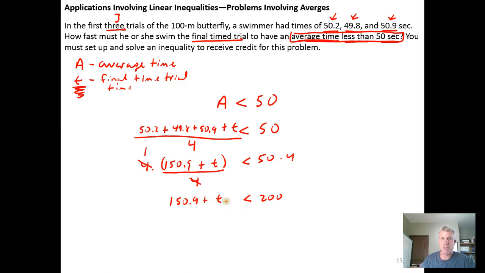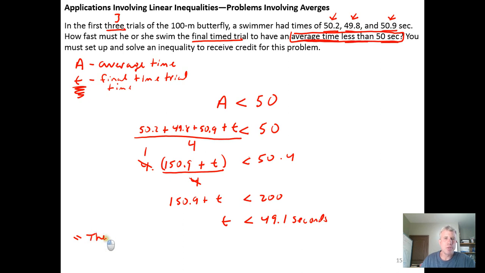And then to get the t by itself, I would subtract the 150.9 from both sides. So I would get t is less than 49.1 seconds after having subtracted from both sides. And this is a story problem, so it's generally expected that you respond to a story problem in a complete sentence. So you interpret the result.